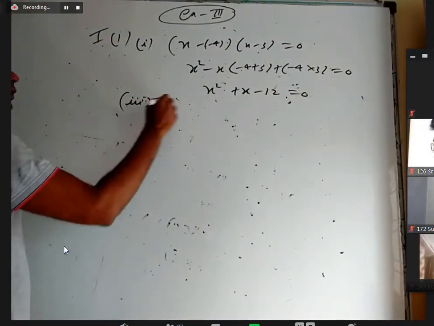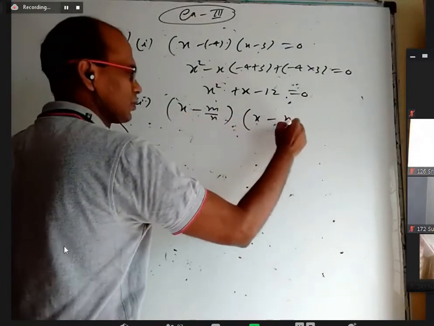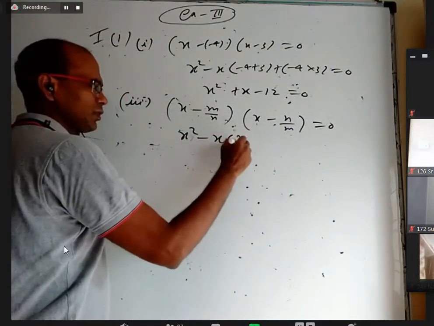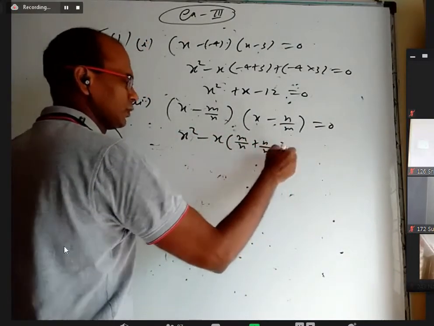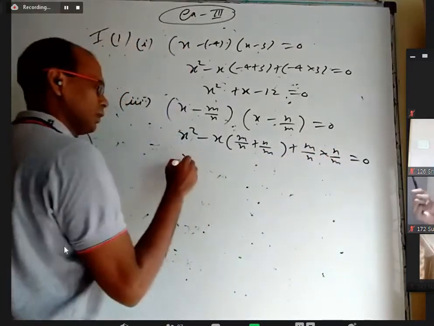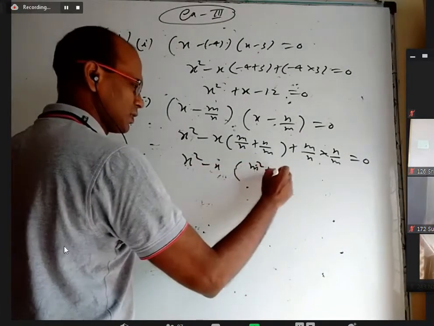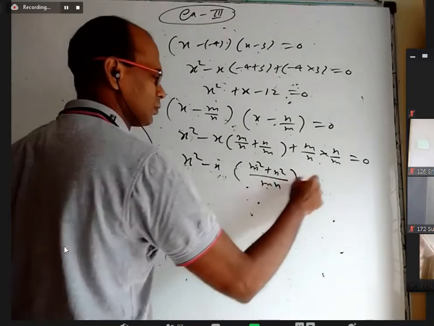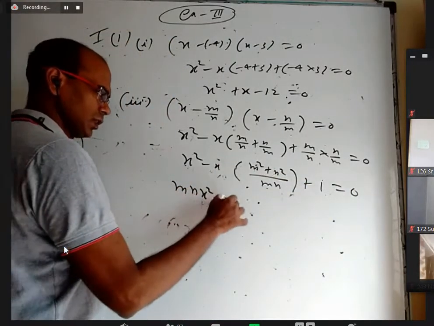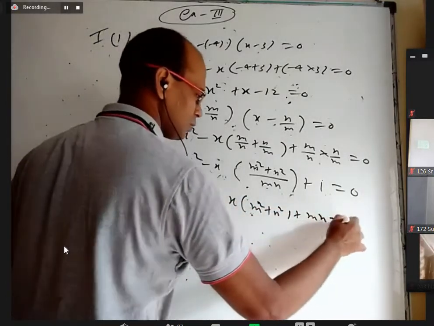Third one, they want m by n as one root and n by m as another root. If you expand, you look at x into the sum of the roots, m by n plus n by m, and the product of the roots, m by n into n by m. That is x square minus x (m square plus n square) by mn plus 1 equal to 0. If you multiply by mn, you get mn x square minus x into (m square plus n square) plus mn equal to 0.